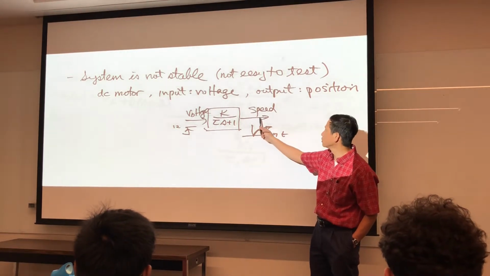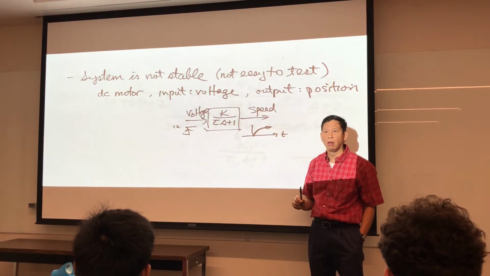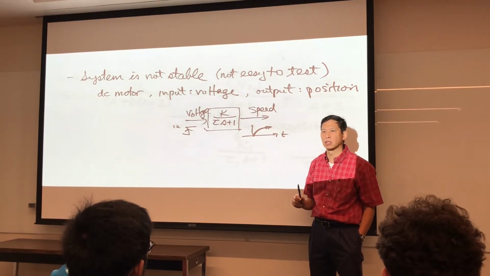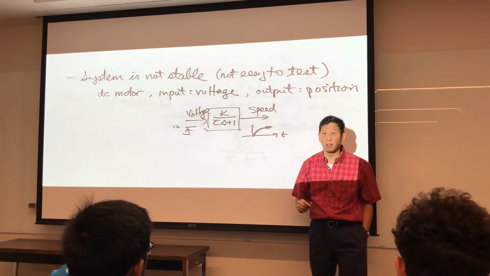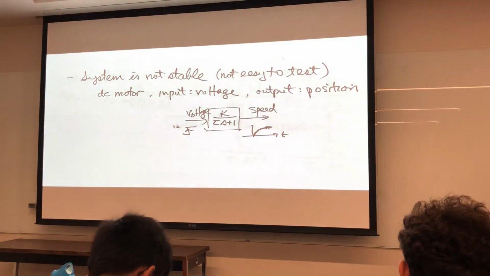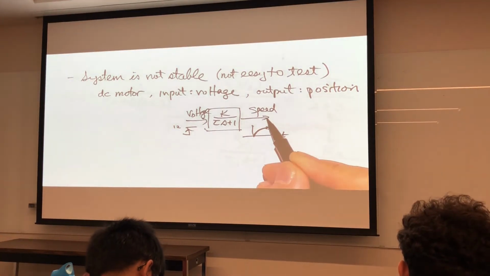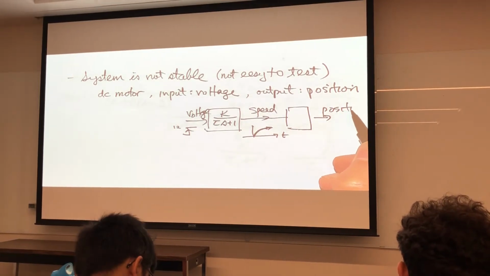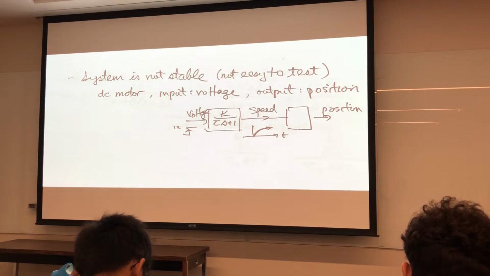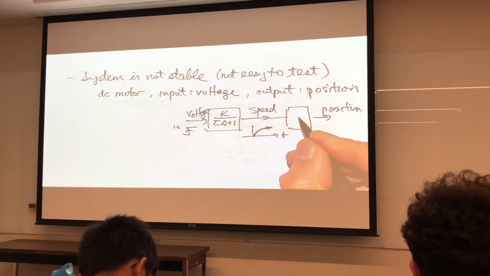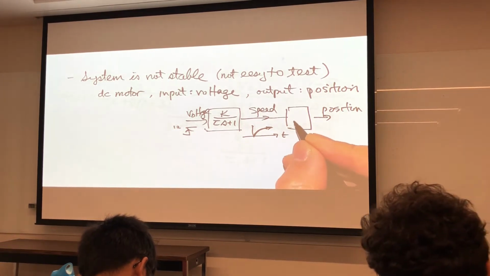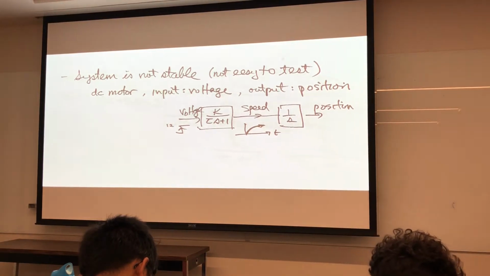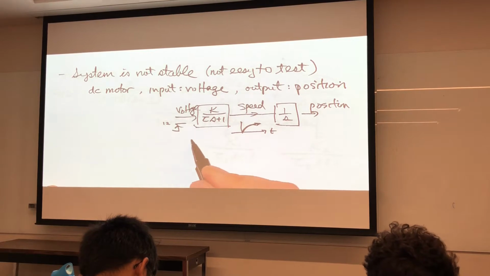So what is the relationship between speed and position? What do I have to do to speed to get position? What mathematical operation? I got to integrate, right? I got to integrate speed to get position. So I need to draw another block. The output of this is now position. What's the symbol for integration? 1 over S. Okay. So now this is my model of the DC motor.